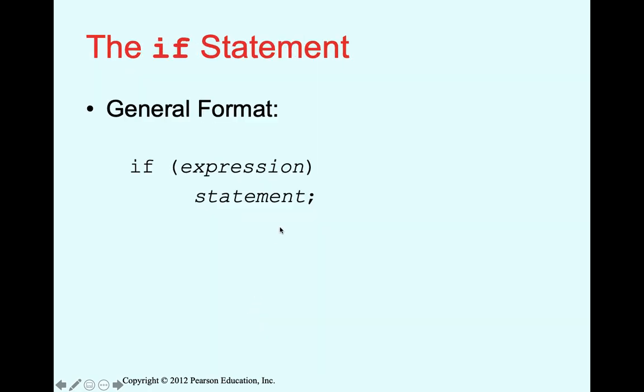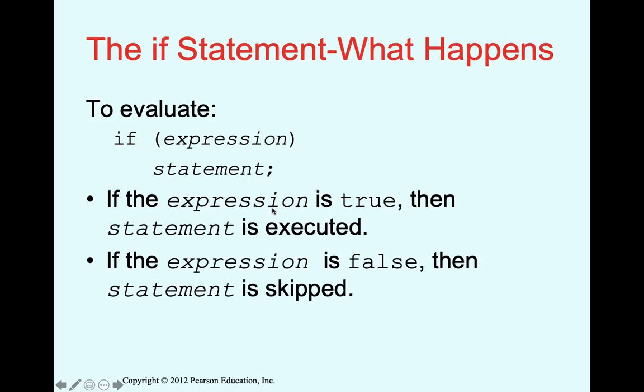How do we write an if statement in C++? You just write the keyword if, and then you write parentheses. Between these parentheses, you write an expression, like a Boolean expression, for example x is greater than 5. This is the condition. If this condition is true, the statement will be executed. If this condition is not true, the statement will be skipped. So if the expression is true, the statement will be executed. If the expression is false, the statement will be skipped.